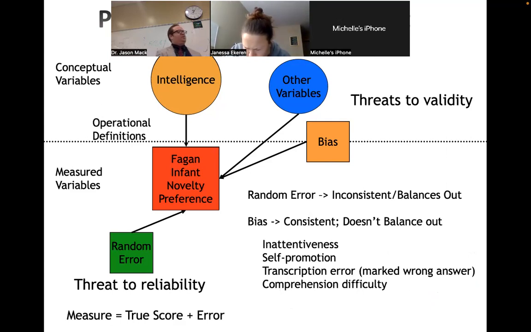So inattentiveness, self-promotion, transcript error, marking the wrong answer, comprehension difficulty, all could change your results of measuring that. So inattentiveness would be random error, self-promotion would be bias. Transcript error would be random error. Comprehension difficulty would be bias in terms of not measuring their intelligence correctly.